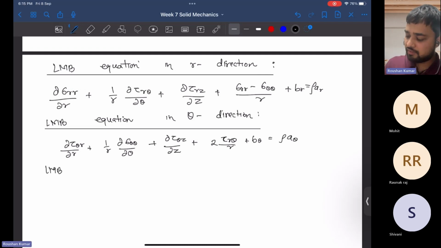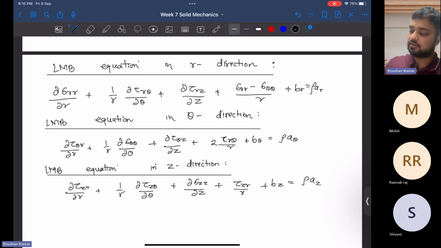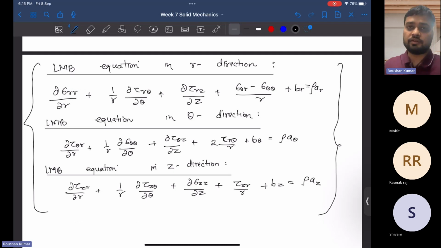And the last one is LMB equation in z direction. It is given by del tau zr upon del r plus 1 by r del tau z theta upon del theta plus del sigma zz upon del z plus tau zr upon r plus bz equal to rho times az. So these are the three equations which we use to solve our problem. These are the three LMB equations.